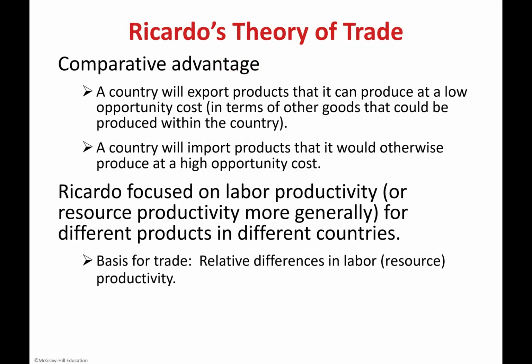So when applied to a country, comparative advantage implies that the country is going to export the products it can produce at a lower opportunity cost. So in terms of the other goods that could be produced within the country compared to the other country. And it's going to import the products where it has a high opportunity cost. Now, in the Ricardian theory, he focused on labor productivity for different products in different countries. So the basis for trade, what was traded and how much of it was traded, was the relative differences in labor productivity in the Ricardian model, as we call it.